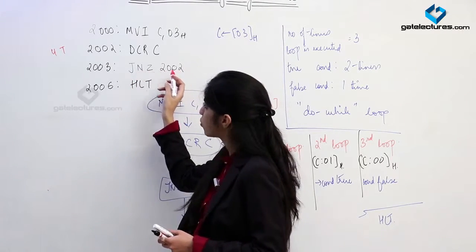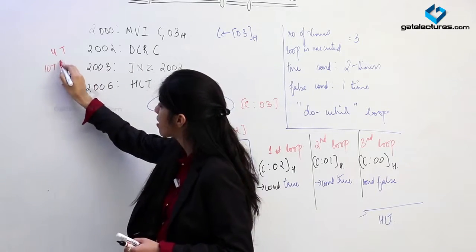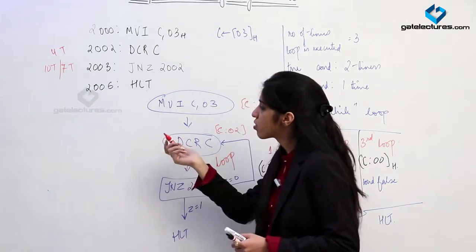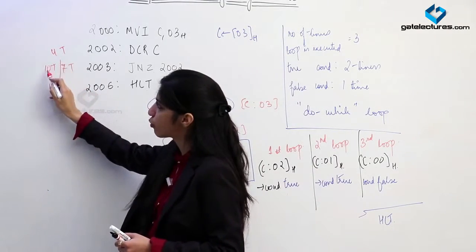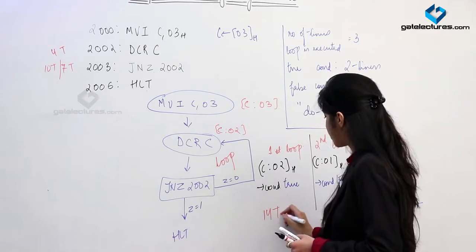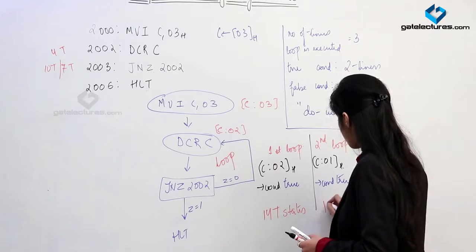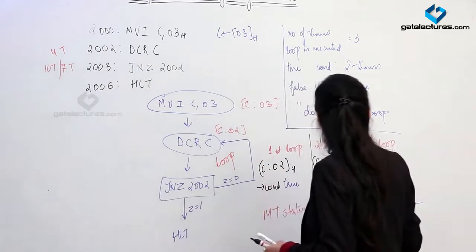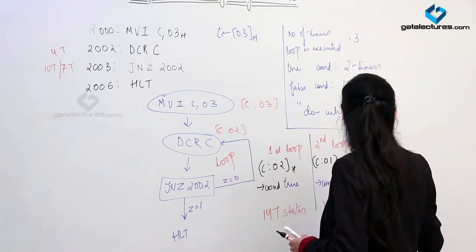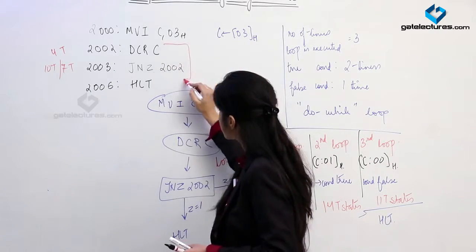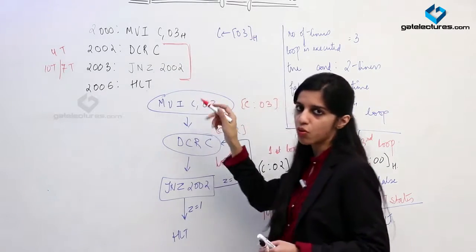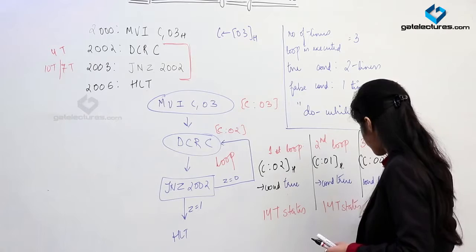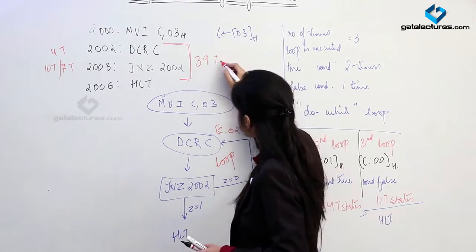This JNZ 2002 is going to take up 10 T states if the condition is true, or 7 T states in case the condition is false. So what happens in one loop? One loop of true condition is going to take up 14 T states. 14 T states. And one loop of false condition is going to take up 11 T states. So this looping module is going to give you a total delay of 14 plus 14 plus 11, which is 39 T states.